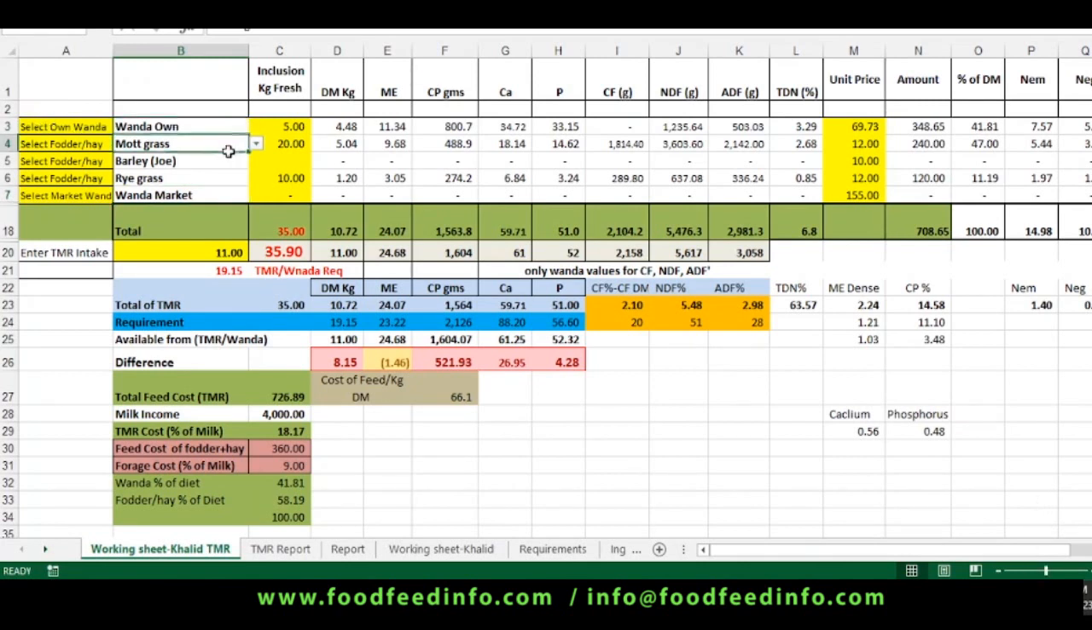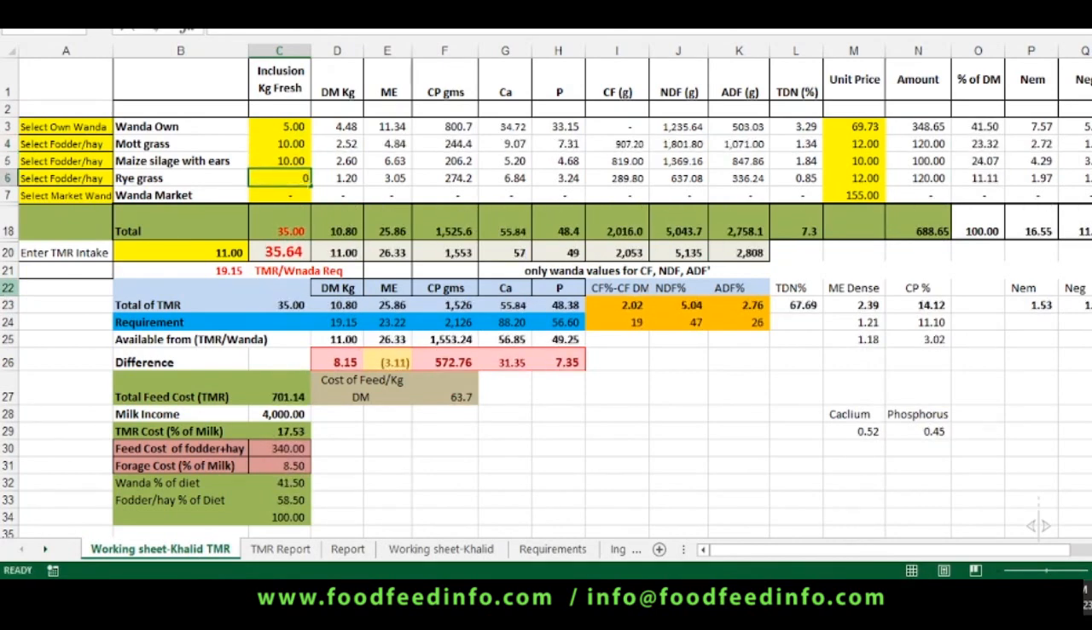And these three cells are for using fodder or hay. Like if you are using mud grass, or barley, or some other type of fodder, like we are using the maize silage with ears. We are using 10 kg of this and 10 kg of this, and we are using 0% of ryegrass. Now this is what we are getting out of this TMR diet.